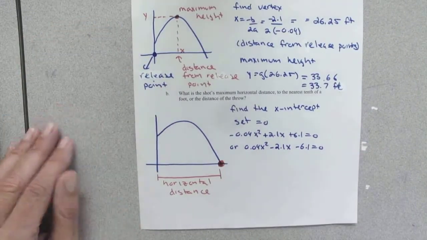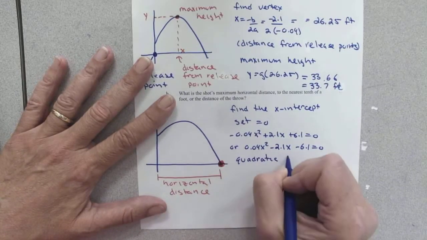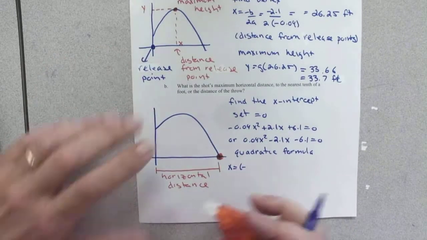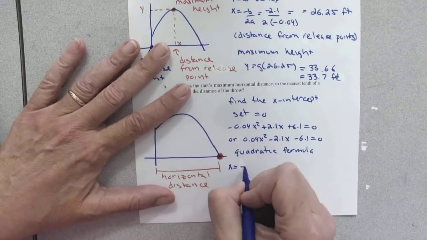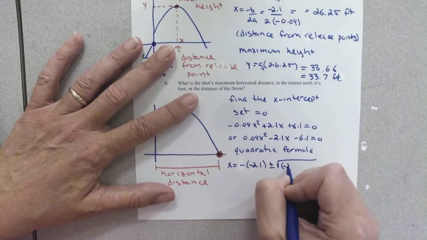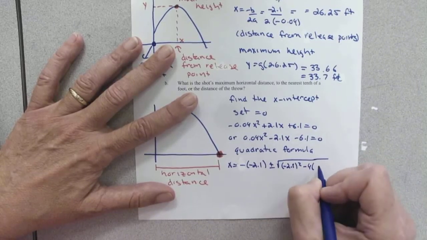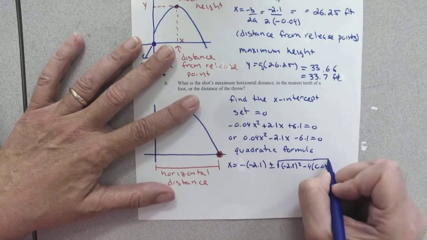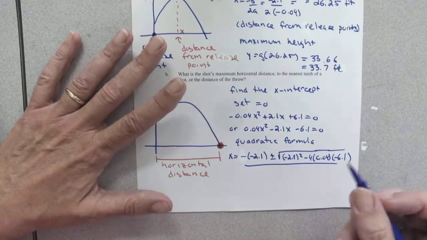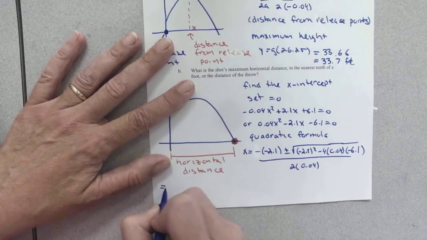And we certainly aren't going to try to factor that. So doing the quadratic formula, I'm going to get x equals negative negative 2.1 plus or minus the square root of negative 2.1 squared minus 4 times 0.04 times negative 6.1, all over 2 times 0.04. Most definitely a calculator here.